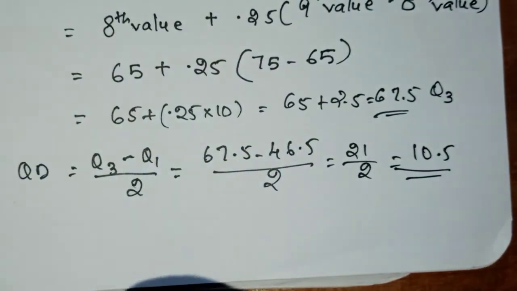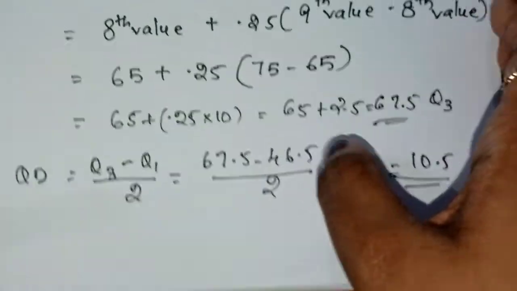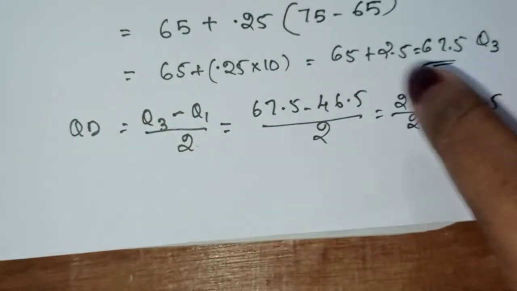Okay, so it is simple only. You just have to find the Q1 and Q3 values, substitute them in the formula, and you will get the answer.